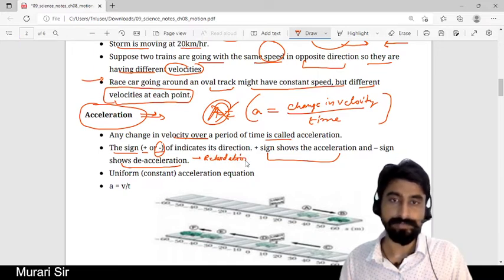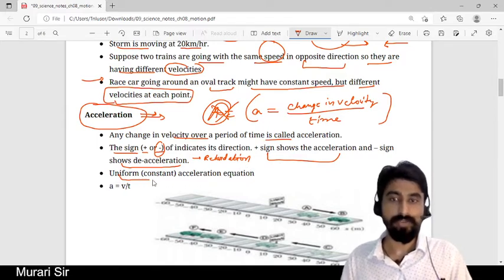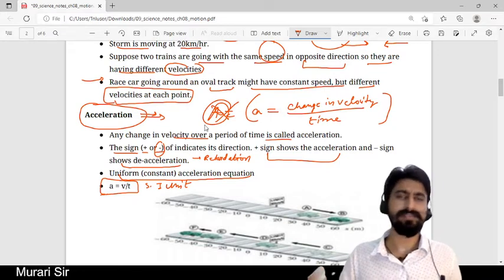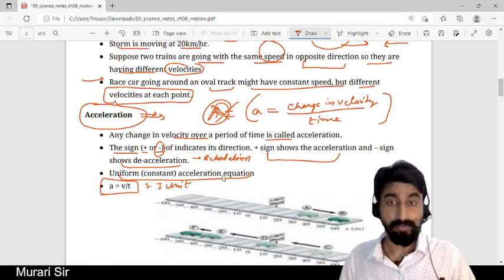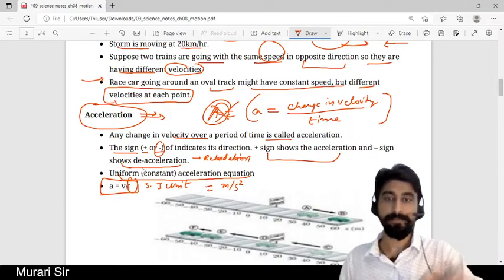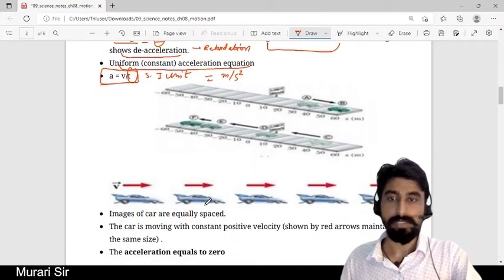Okay, next is uniform or constant acceleration. This is the formula, and you have to remember its SI unit as well. What is this SI unit? You can simply understand it with the help of velocity and time. What was the unit of velocity? Meter per second. Now again there is one more time, so square. Meter per second square. Okay, that's what you have to remember.